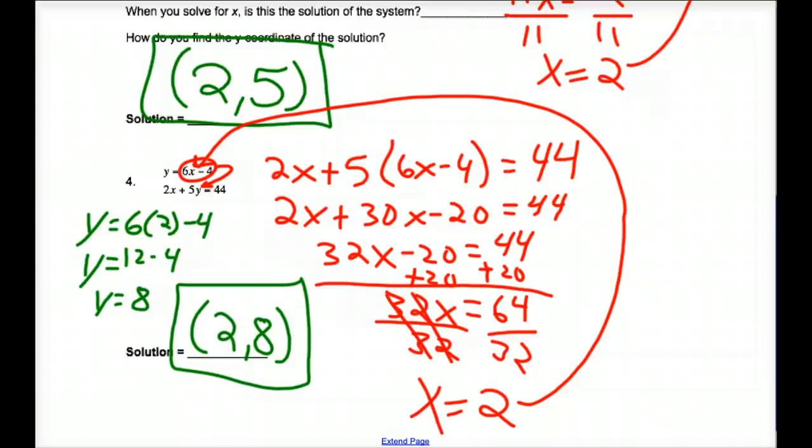Alright? So, no graphing today, guys. Lots of algebra and solving equations. Alright, let's try one more. You guys are doing great.